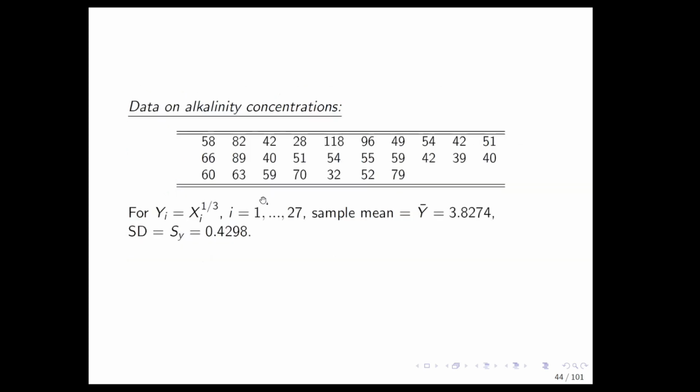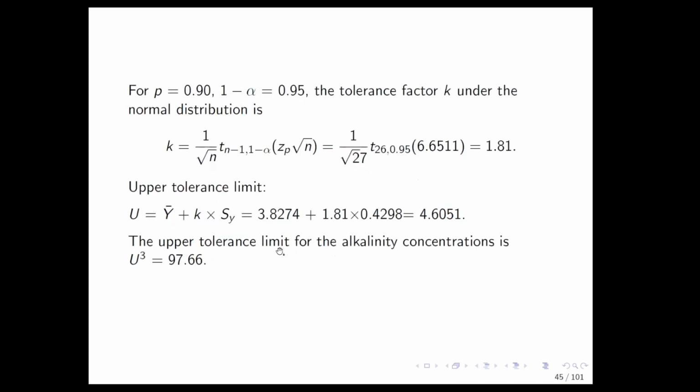So there it is. If you take the cube root, the sample mean based on the cube root data will be y bar right here, and the sample standard deviation. And then remember, we have this tolerance factor. You compute the tolerance limit based on the cube root data, that is 4.6051. Take the third power. That will be the upper tolerance limit for the alkalinity concentration. So here the content is 0.9 and the confidence level, 1 minus alpha, is 0.95.